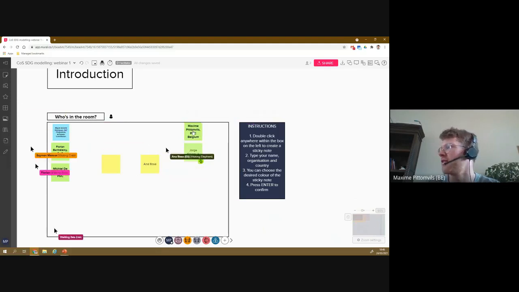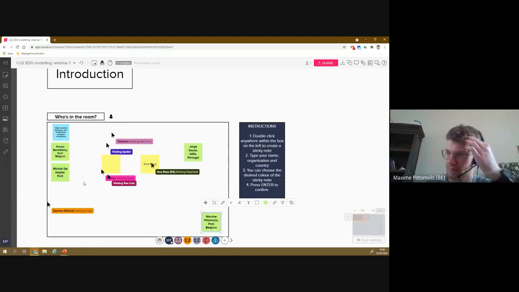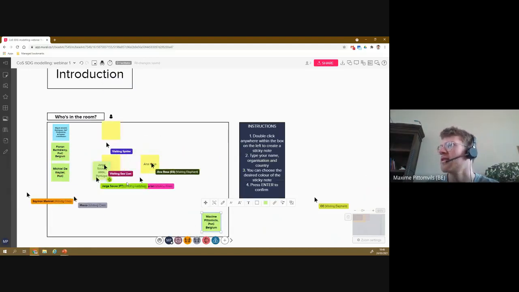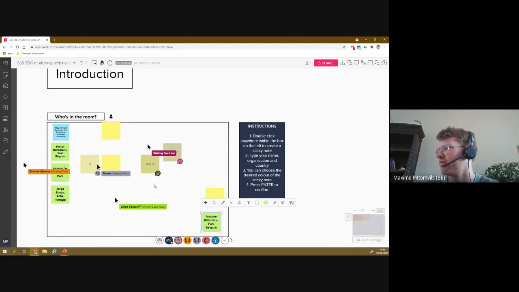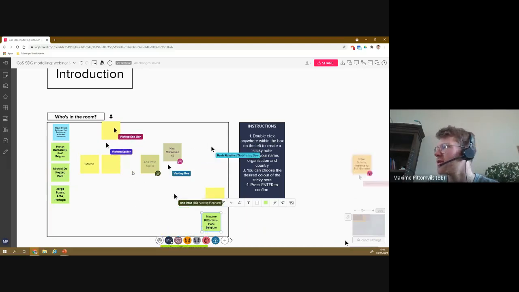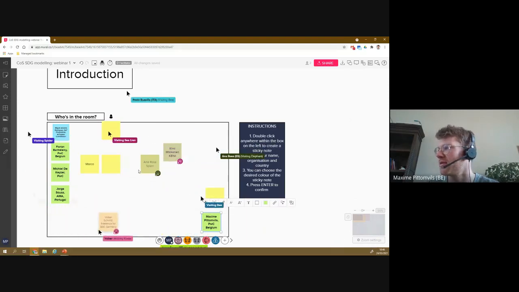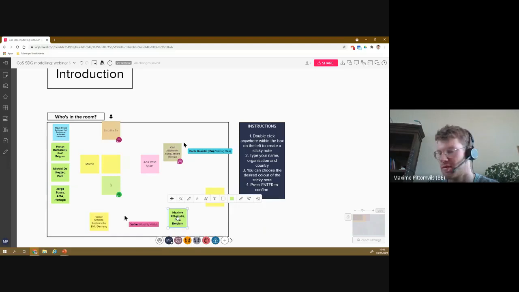And I'll click enter, and then you can place it anywhere you want by dragging and dropping. It doesn't matter the color or where you put it. Okay, I see it's working out. Good. And if you've made a mistake, you can just delete the sticky note.